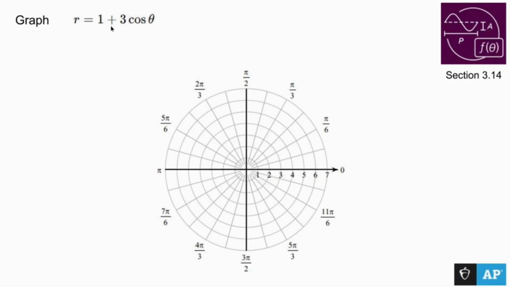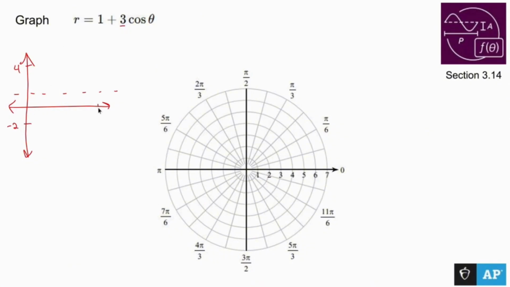Graph r equals 1 plus 3 cos theta. In order for me to really understand what this graph is going to look like, I'm just going to draw out a regular old 1 plus 3 cos theta. 3 is my amplitude. I have a midline of 1, so I'm going to go up here. This is cosine, so it's going to peak out at 4, bottom out at negative 2, right?